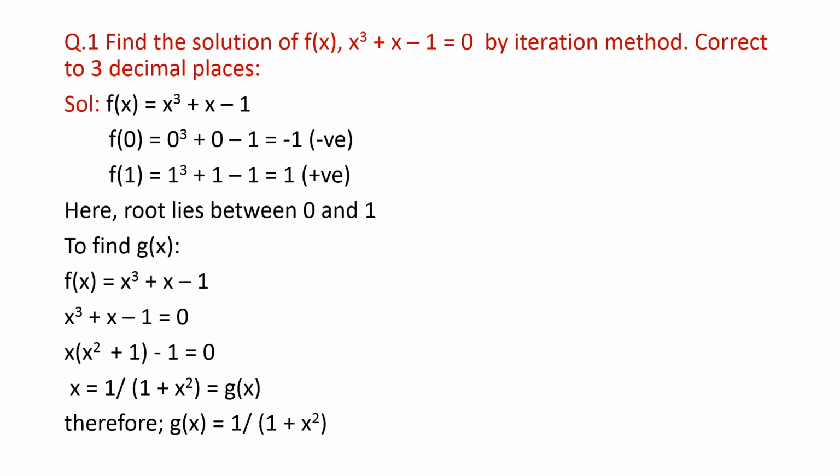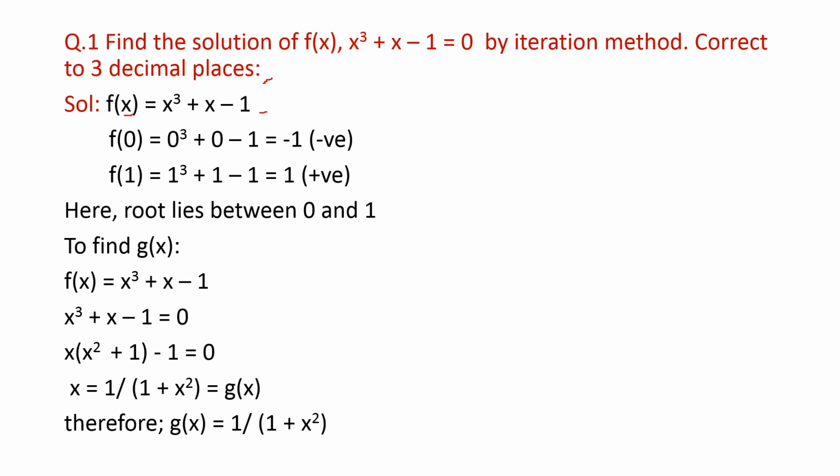So this is the question you are having. Find the solution of f of x equals x cubed plus x minus 1 equal to 0 by iteration method, correct to 3 decimal places. So for the solution, f of x is equal to x cubed plus x minus 1. Substitute 0, 1, 2, 3, etc. for the value of x. So you can write f of x is equal to x cubed plus x minus 1.